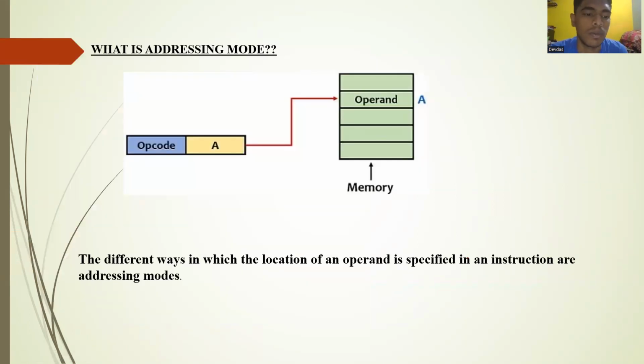What is an addressing mode? The different ways in which the location of an operand is specified in an instruction are addressing modes. So basically, if you store data in a memory, there are different ways to store this data. This is called an addressing mode.